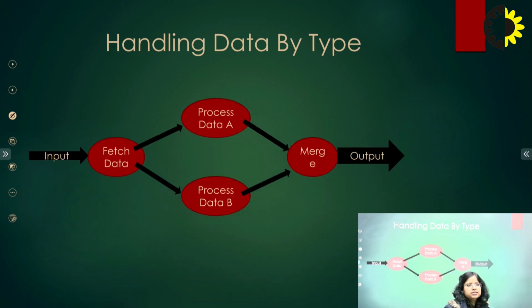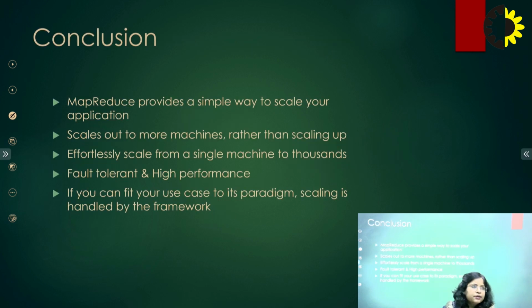So this is the basic data flow. Here we give the input, the data is fetched. After that, the data is processed by the different mappers, and finally we merge the output, and the combined output is given to the user. This is how data is handled by the different mappers.